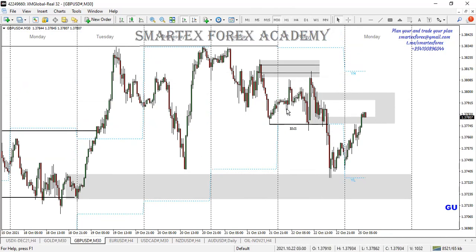Now, in the 30 minutes time frame, you can see the gray zone was the H4 breaker, and this one was the OB that was nested in this breaker. So this is the area we expect direction from.